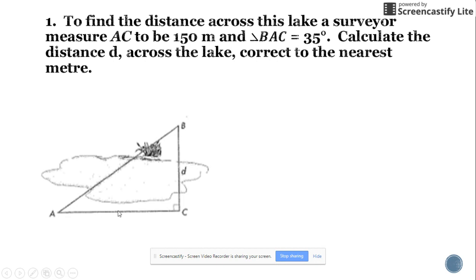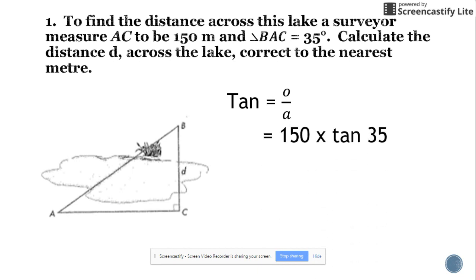So we know what this is. We know that this is 150 meters, and we know that this is 35 degrees. So this is going to be our adjacent. This is going to be our opposite. So we know that that's going to be tan, okay? Because it's O over A. So our opposite is D, that goes on the top, and our bottom one here is A, 150 meters. So there you go. So we go 150 times tan 35.